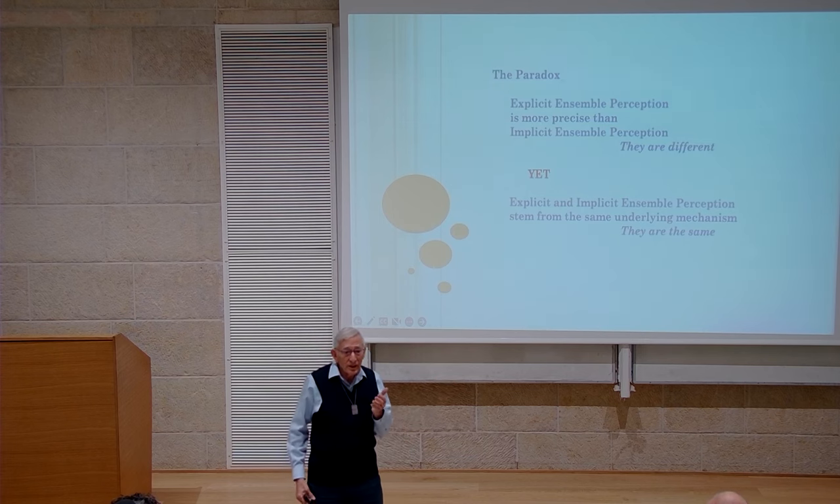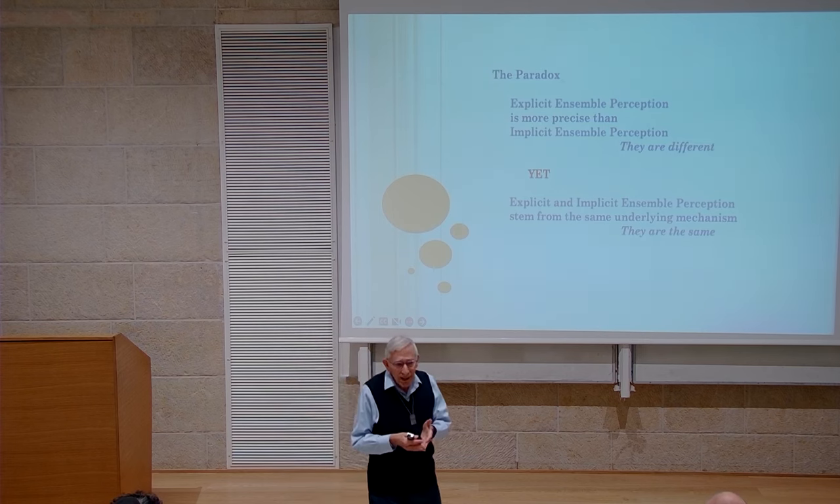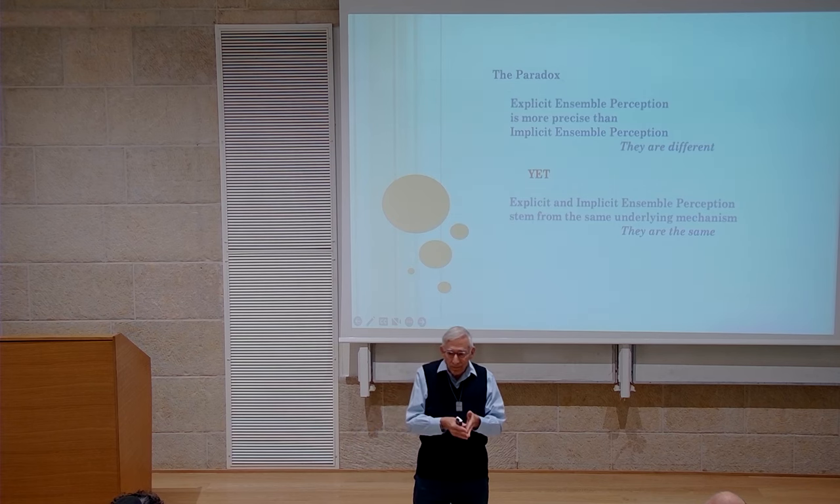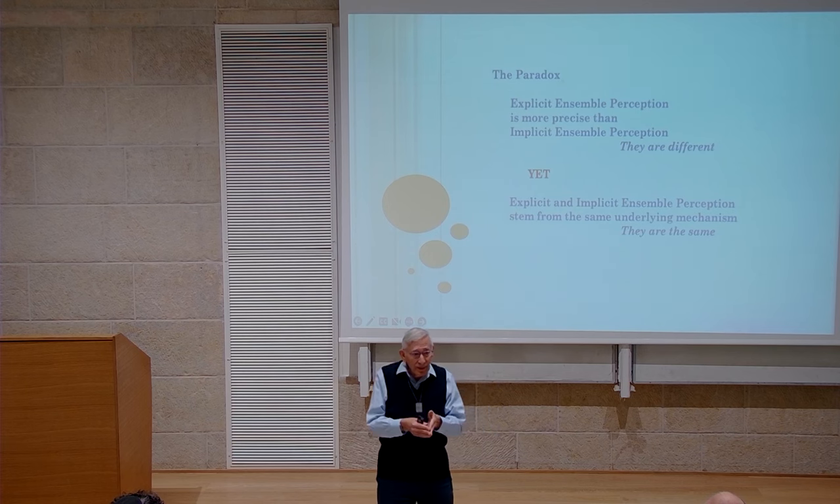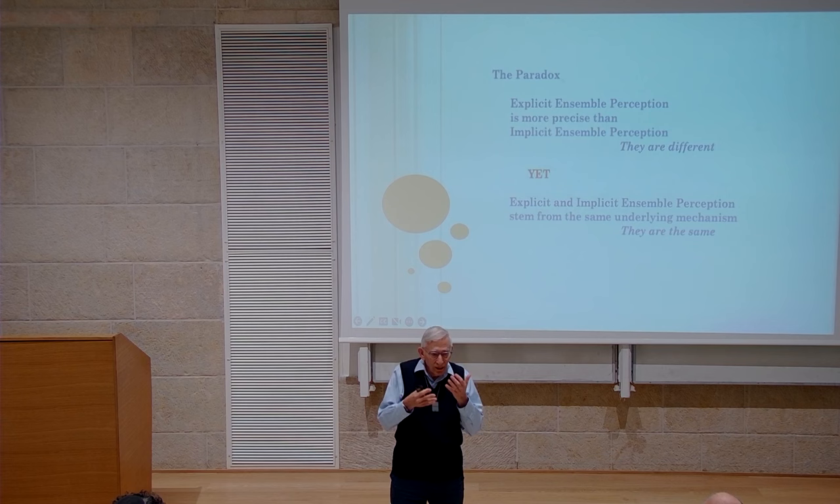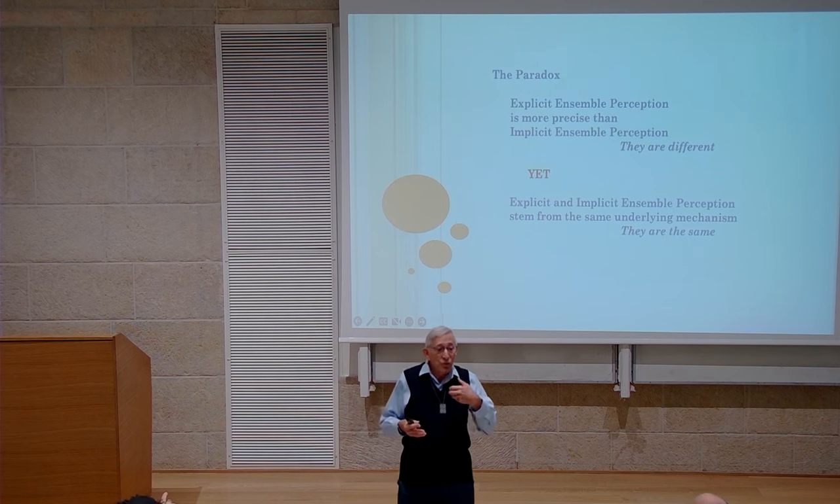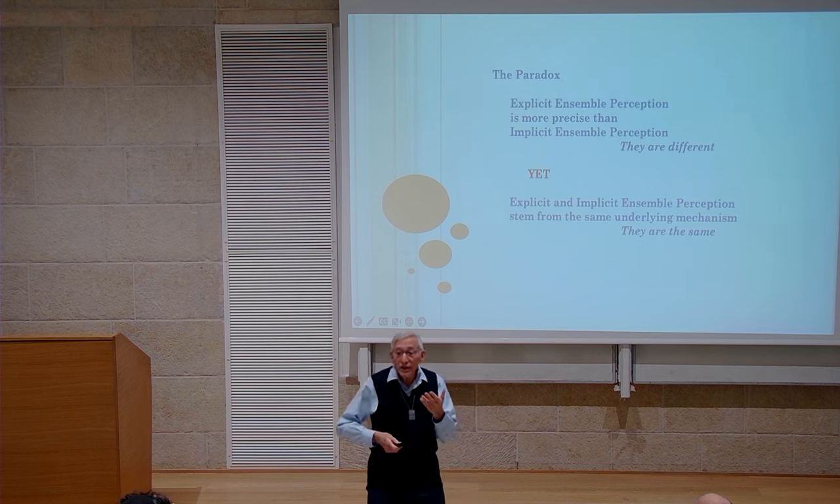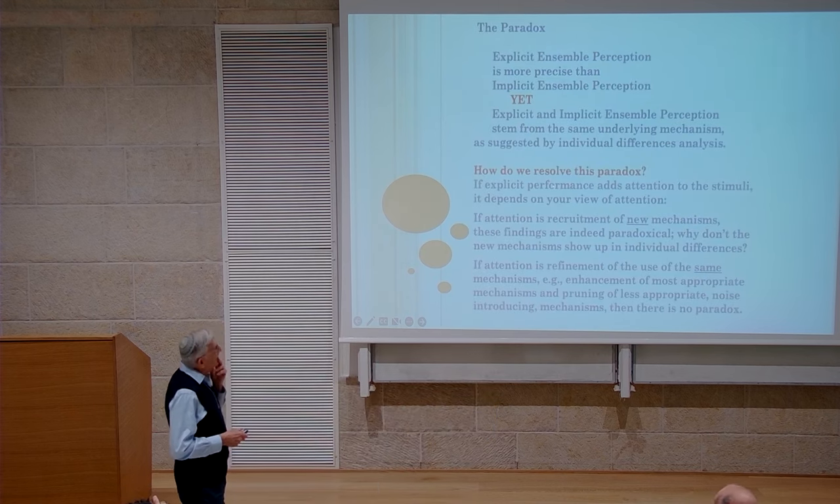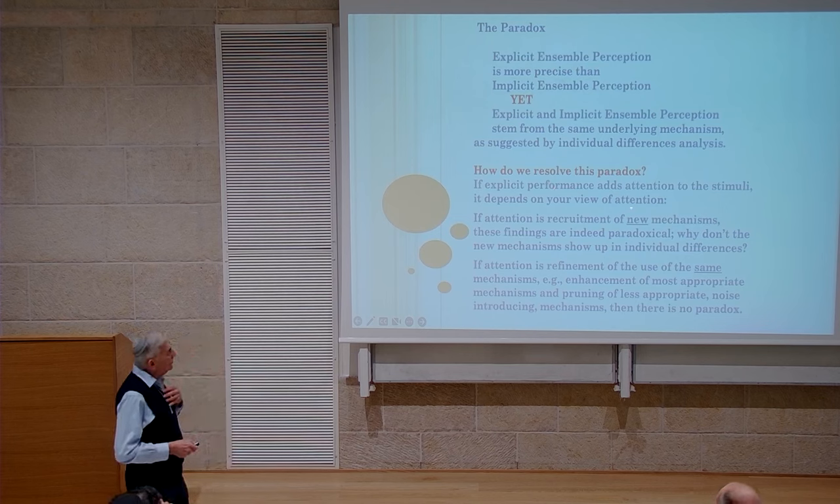And the partial answer is, well, what is the difference in the test? The difference is when we tell them, look for the mean. And if we tell them to look for the mean, then they're putting attention to that aspect of the things. Instead of trying to remember each one, they're now trying to figure out what the mean is. And therefore, you can do better. And I would say that that is because what we add is attention.